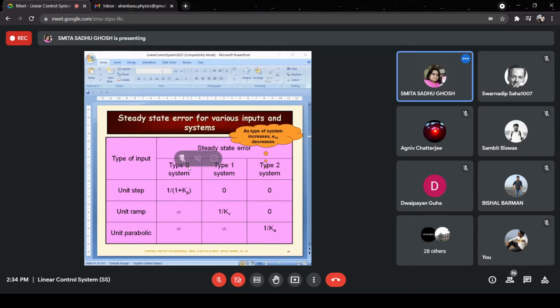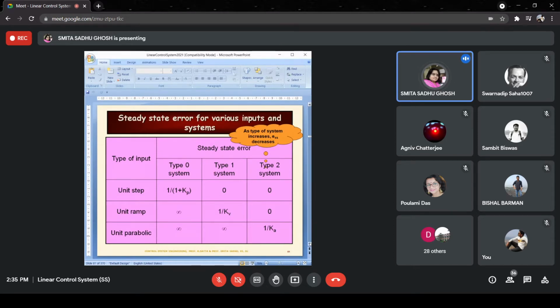Right. So can you see the slide? I'm showing slide number 81. Yes, ma'am. Okay. So if you recollect, in the last class we had started with steady state errors for various inputs given to the system.